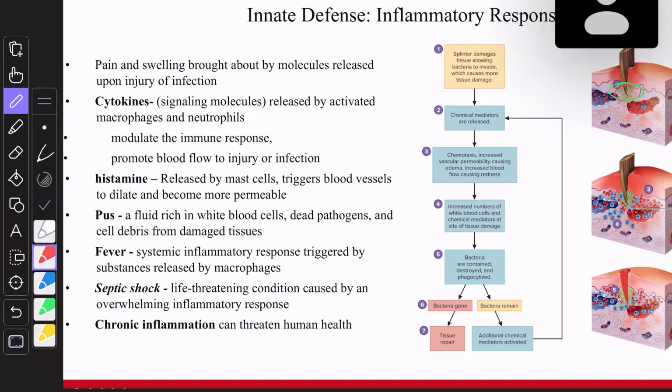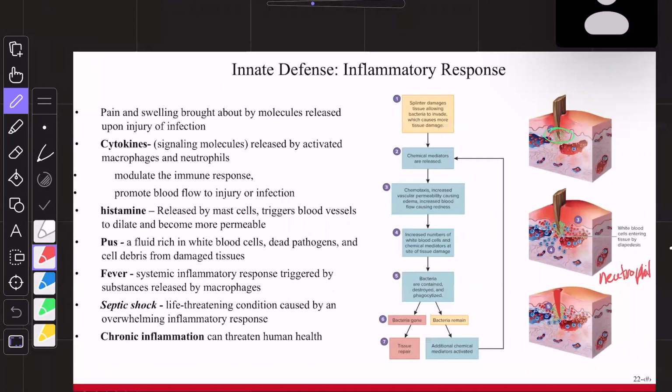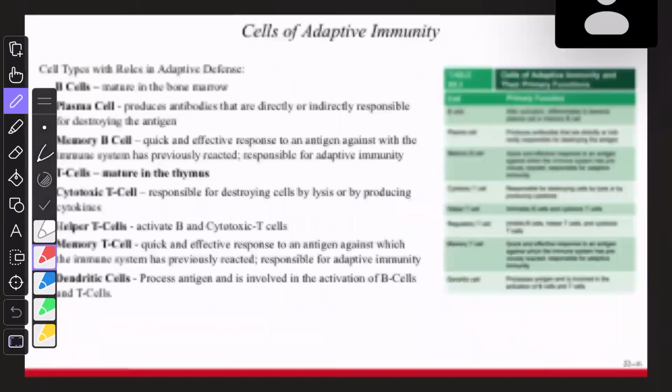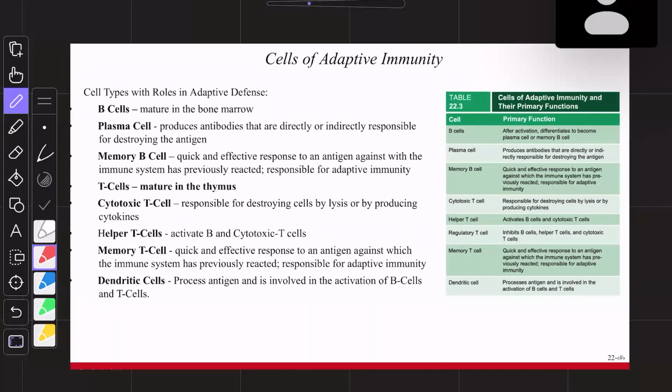All right. Any other questions? No? Okay. All right. Moving on to adaptive immunity.